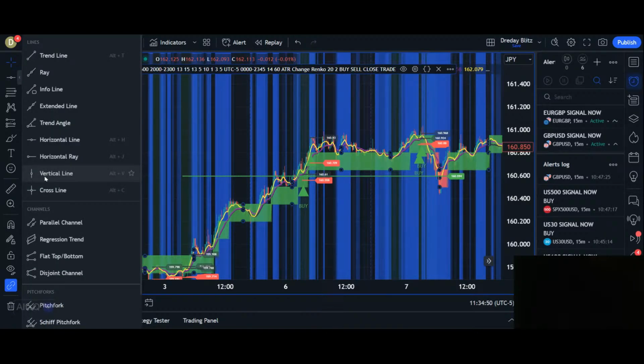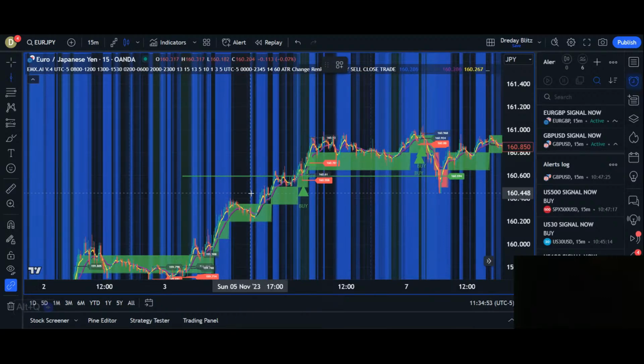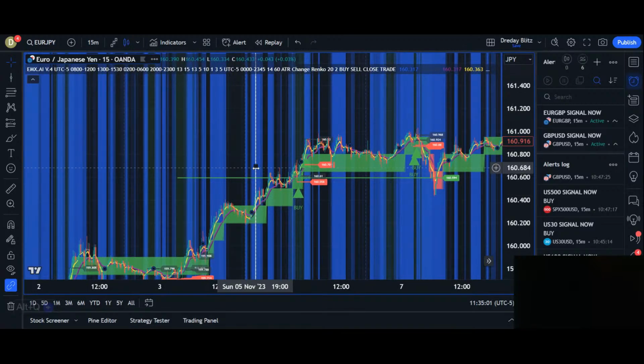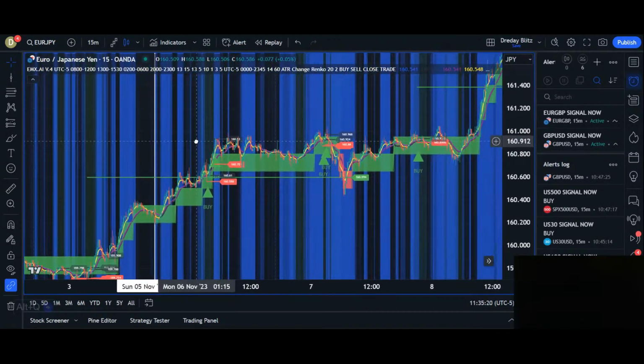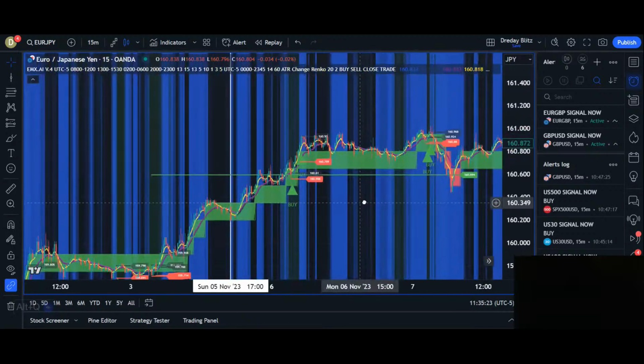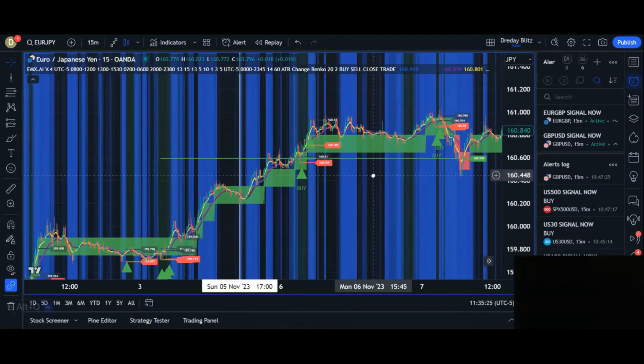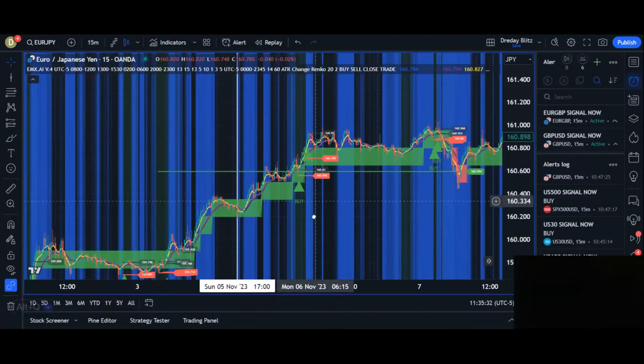I'm just going to put a vertical line so we can know exactly when last week started. It's going to start on Sunday, right? Sunday my time. Usually the market starts at 5 p.m. on Sunday night for me. So this is when the market opens. As you can see, on Monday at 3 a.m., 3:30 a.m., we had a buy.